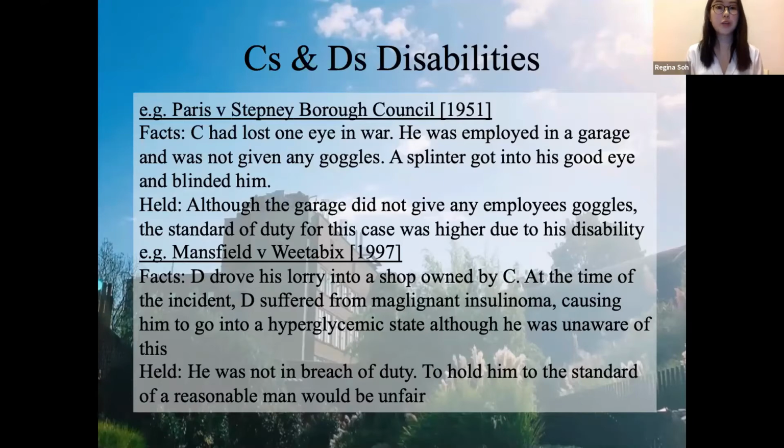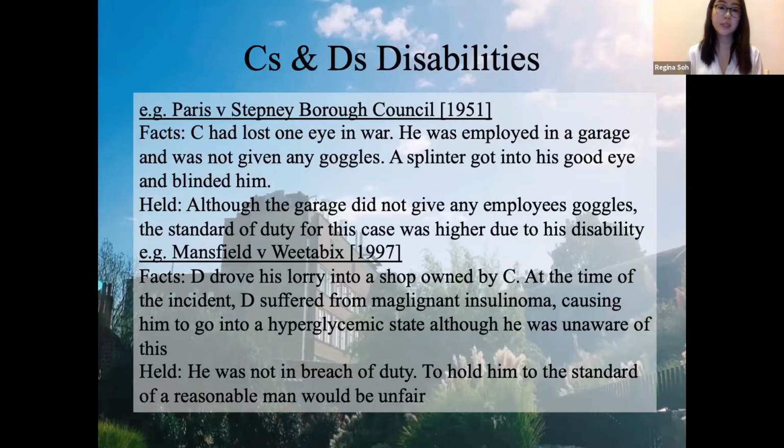So his employer said that we actually don't give any employees any goggles, so he should not be getting goggles. Basically, he should not be special. So I'm not liable for his injuries or anything. But the judges used the subjective test and said that although none of the other employees got goggles, he should have. And as I said, the standard of duty for this case was higher because of his disabilities.